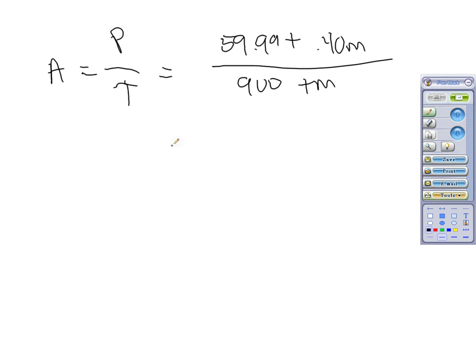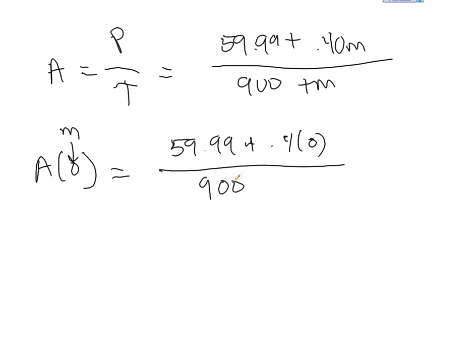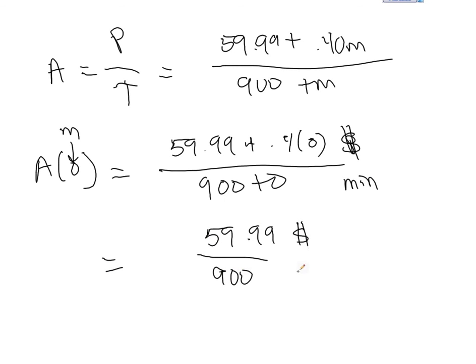Okay, well, A of 0 is, well, what do we get when we plug in 0 for M? Well, we're going to get $59.99 plus 0.4 times 0 divided by 900 plus 0. So notice this is the total price, this is dollars, and this is the number of minutes that you've used in total. So in this case, we'll have $59.99 divided by 900, so this is dollars over minutes, so guess what our units are going to be? Dollars per minute. This comes out to roughly $0.07 per minute. Okay, well, I'm just going to jump straight to A of 100. So this is 7 cents per minute on average.